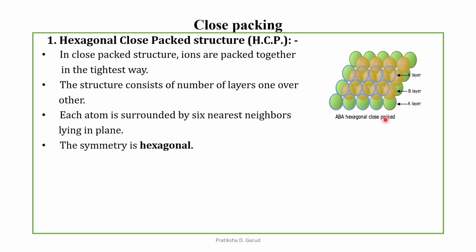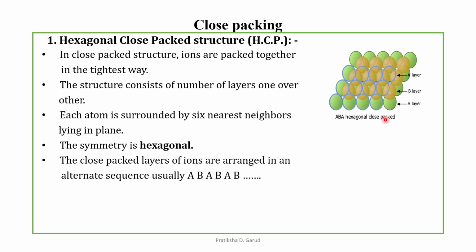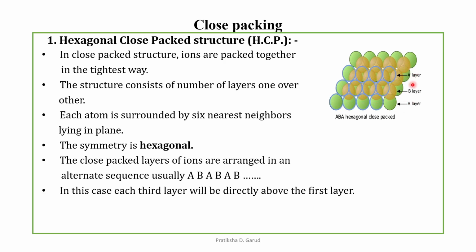The symmetry is hexagonal. The close packed layers of ions are arranged in an alternate sequence, generally A, B, A, B, A, B. We see that the first layer is the A layer. Then in the gaps of the first layer we put the second layer, which is the B layer. And then again on top of the first layer, we put the third layer, which is again the A layer. So it is A, B, A, B, A, B, right? In this case, each third layer will be directly above the first layer.